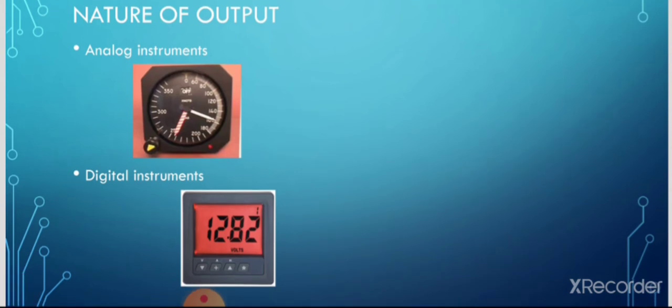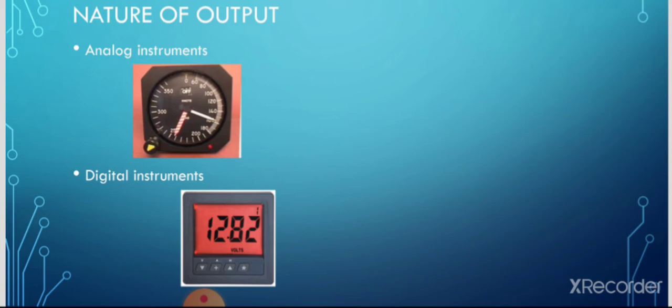Coming to the classification, measuring instruments can be classified into different types based on their nature of output and principle of operation. First of all, we are seeing the classification of instruments based on the nature of output. Based on the nature of output, the instruments are classified into two types: analog instruments and digital instruments. So you can see the difference over here. Analog instruments use a scale and pointer. Digital instruments give the output in the form of digits.